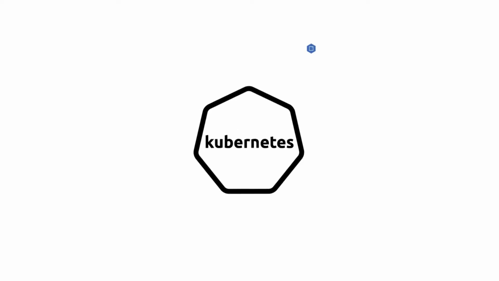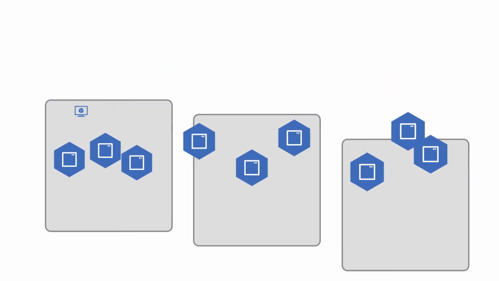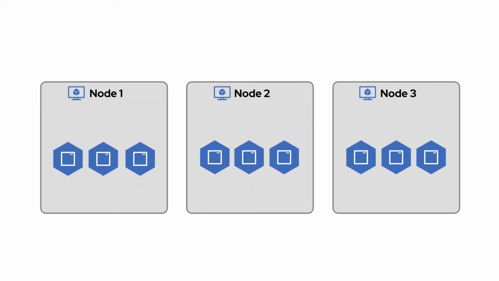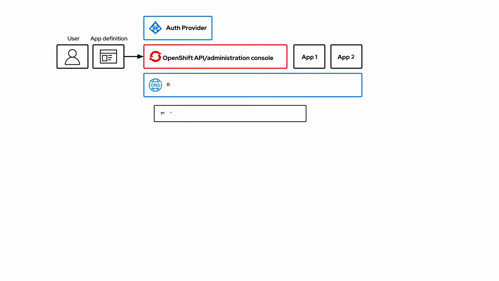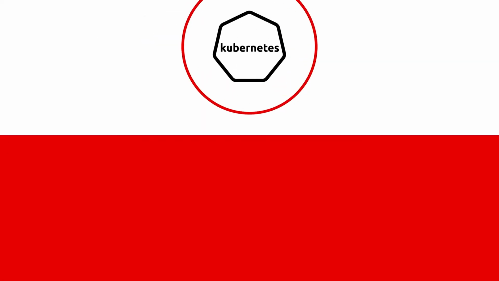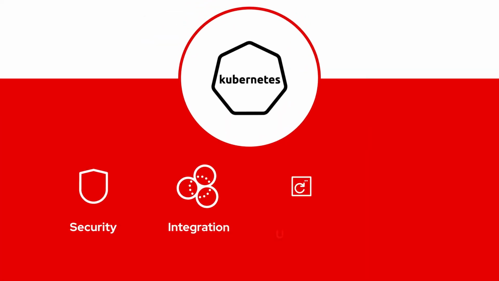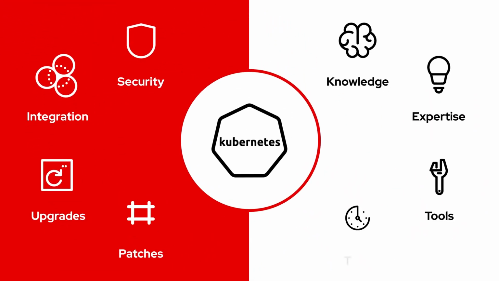Kubernetes is the preferred choice of most organizations adopting containerization. But let's face it, while Kubernetes simplifies the deployment of containers, the platform itself is complicated, and managing it requires a big investment in both time and resources. Besides handling security, integration, upgrades, patches, and other management tasks, you need the right knowledge, expertise, tools, and time to operate and scale Kubernetes effectively.